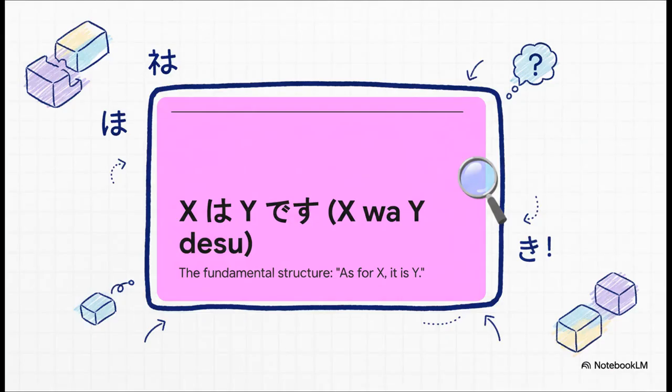This is it. X, Y, desu. This little formula is your key. For example, watashi wa gakusei desu. Watashi is X, that's our topic, I. Gakusei is Y, the description, student. And desu just makes it a polite statement. So, as for me, I am a student. You get this down, and you've basically mastered the core of thousands and thousands of Japanese sentences.